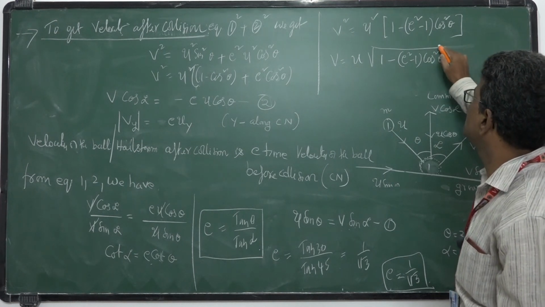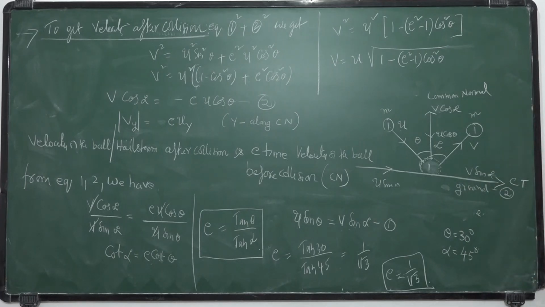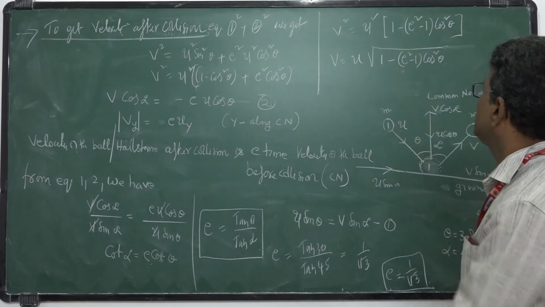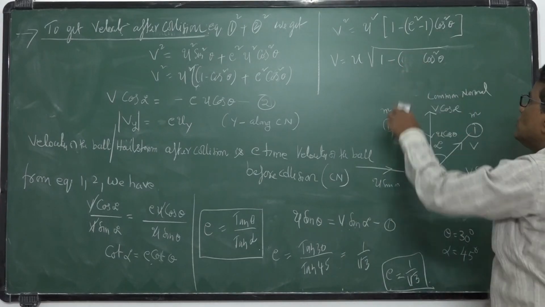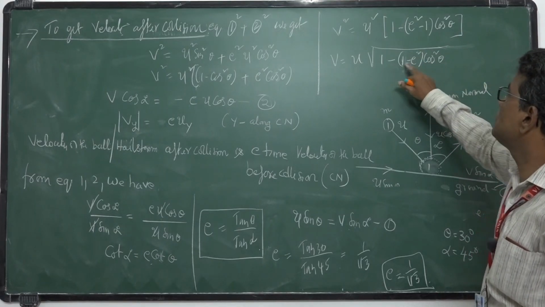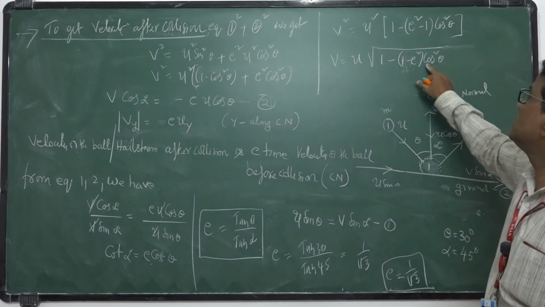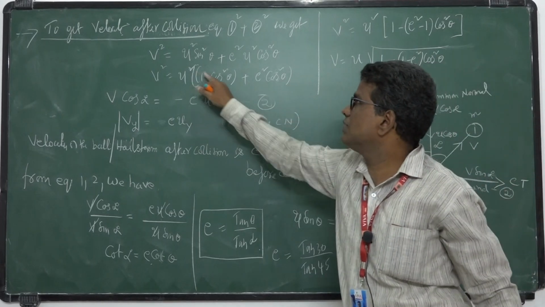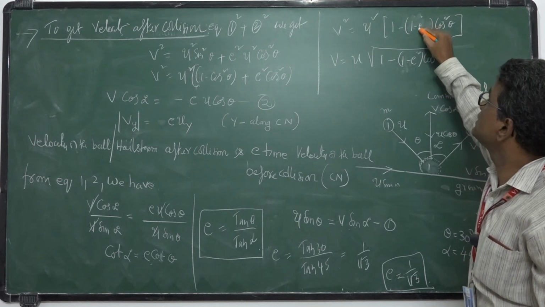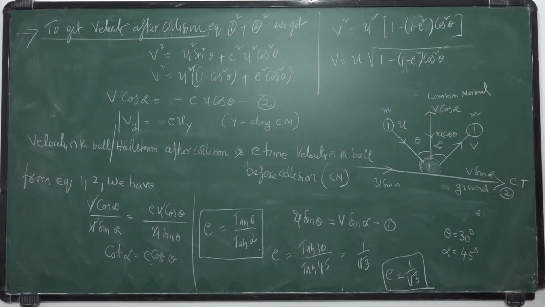So this is the expression. Minus e square cos square theta, no, it is 1 minus. So 1 minus e square, and minus of minus you will get plus e square cos square theta. Here minus cos square theta, you will get 1 minus e square cos square theta. Okay, so this is the answer.